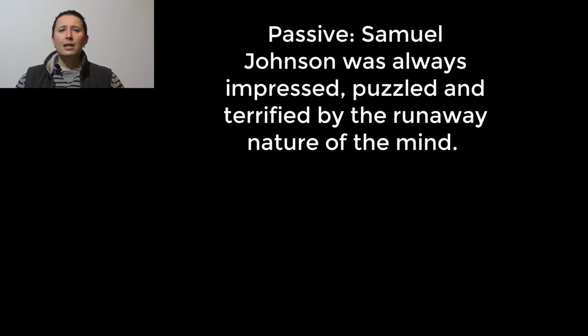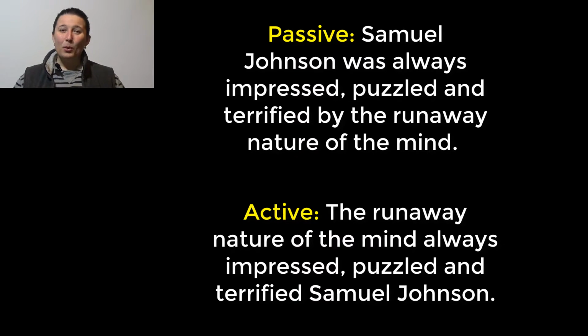For our second example today, let's work backwards. We will start with a sentence in the passive voice and we'll turn it into the active form. The passive sentence we're going to work with is Samuel Johnson was always impressed, puzzled, and terrified by the runaway nature of the mind. If we apply all of the steps backwards, the active sentence will read, the runaway nature of the mind always impressed, puzzled, and terrified Samuel Johnson.